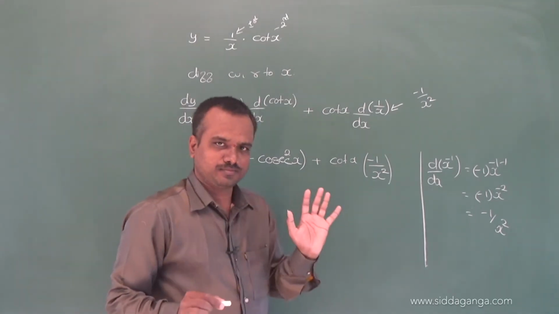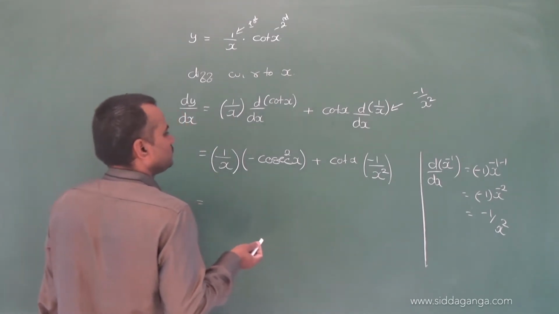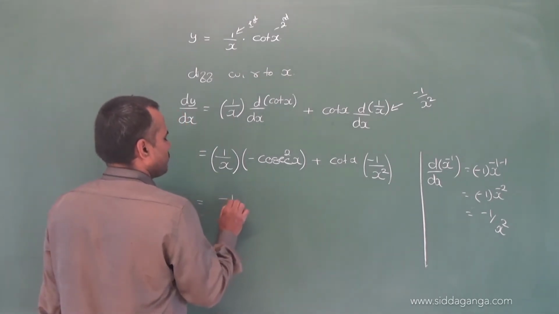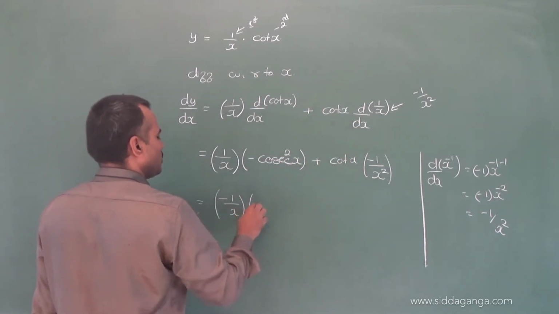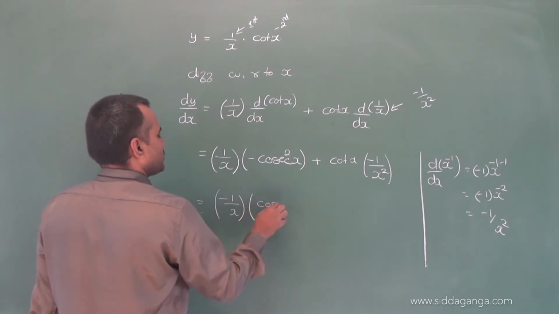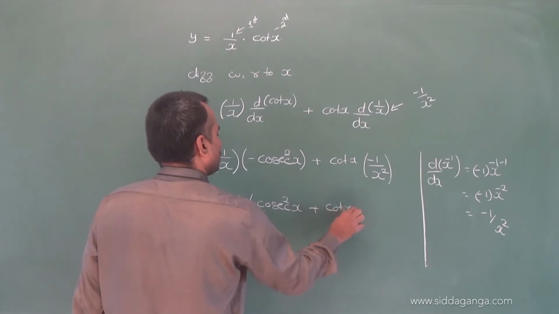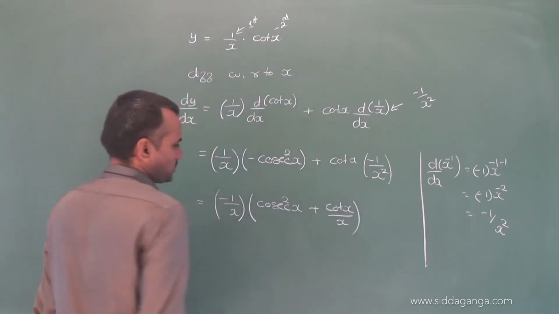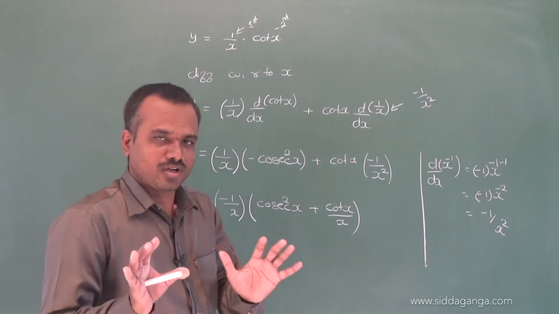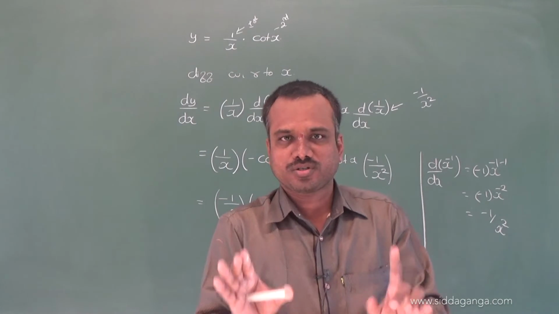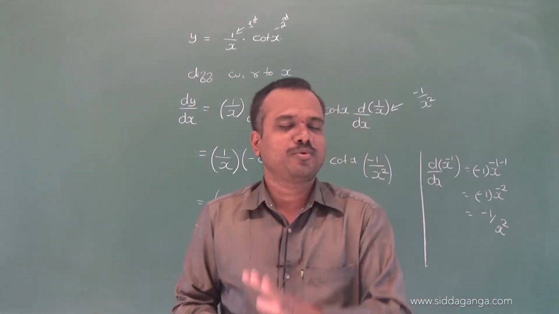If you stop here only, no problem. Or else, if you want to simplify, minus 1 by x is common, as minus is there on both sides: minus 1 by x into cosecant square x plus cot x divided by x. I think now you are clear about the product rule. Once again I explain, product rule, very important concept.